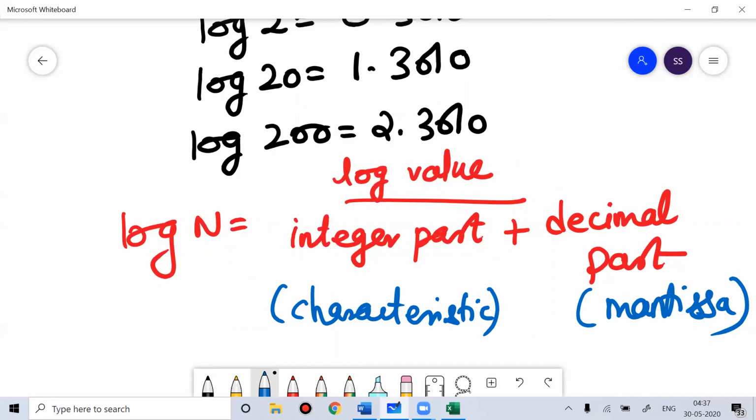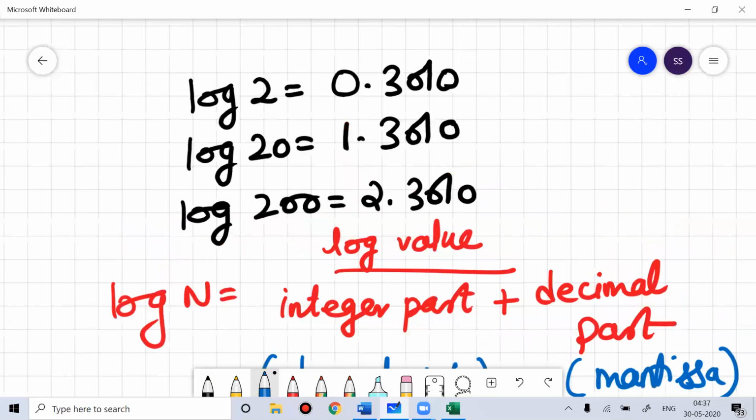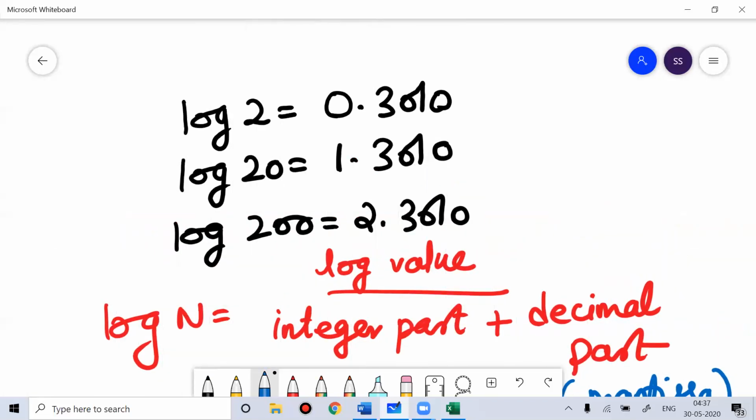The only thing you have to learn for the preparation of competitive exams is how to calculate the characteristic. To find the characteristic, you need to count the number of digits before the decimal, on the left hand side of the decimal. Whenever you see any number for which you want to find the log, you need the characteristic value. How to get that? Count the number of digits before the decimal. Then the characteristic would be one less than the total number of digits to the left of the decimal point of the given number.